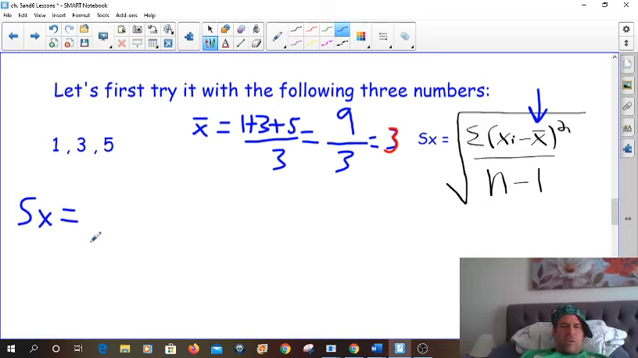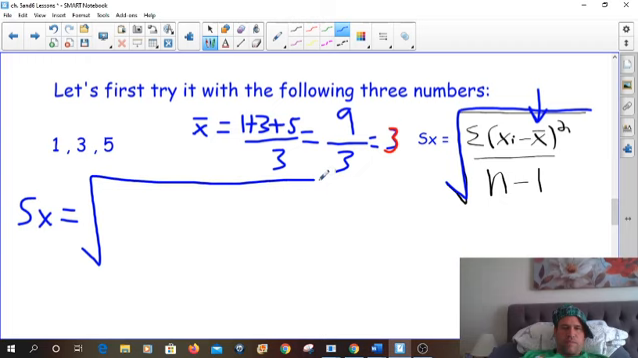Okay, so you do a big ol' square root symbol. So we're going to do the standard deviation of. Okay, now we're going to do the summation of each data value minus its average, and then square it. So let's give that a try.